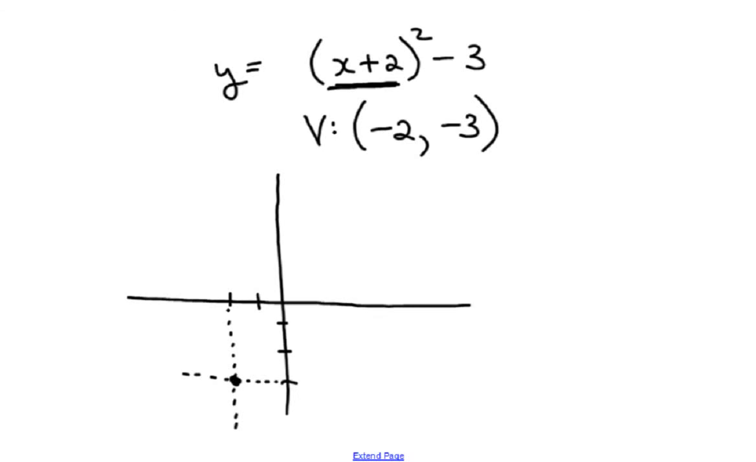Now that's the new location of the vertex, but other than that, there is no other change to our standard parabola. And by that I mean it would still be 1 to the right and up 1, 2 to the right and up 4, and then the same thing happening on the left side. So 1 to the left, up 1, 2 to the left, and up 4. So there's our basic parabola graph.